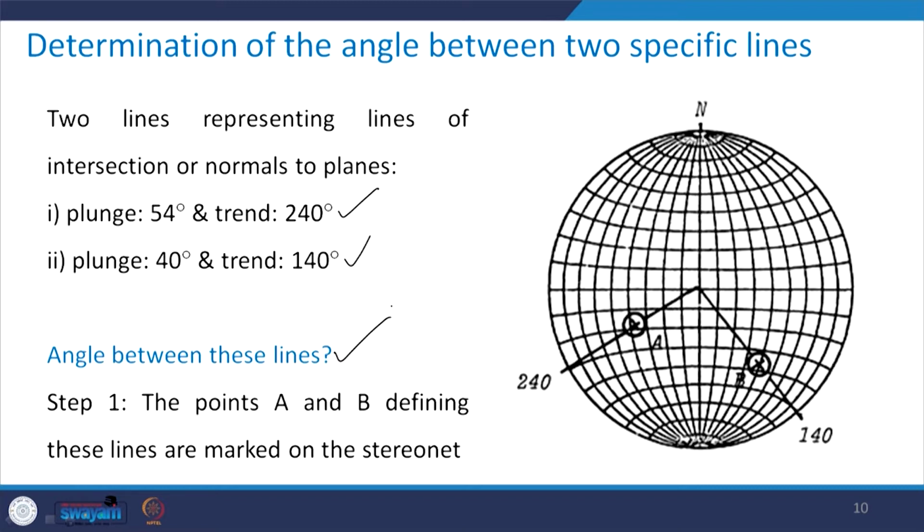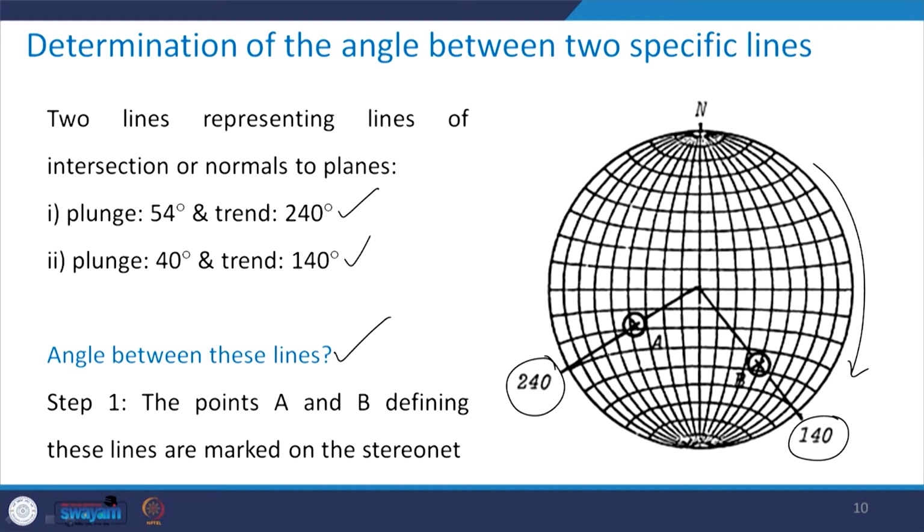Now, here you see the trend of the two lines, which I have already told you is equivalent to the dip direction. In this case it is 140 degrees and 240 degrees. So, from the north in the clockwise direction, I will mark 2 points, that is 140 degrees and 240 degrees, and join them with the center of this circle. So, that's how we are going to make use of this.